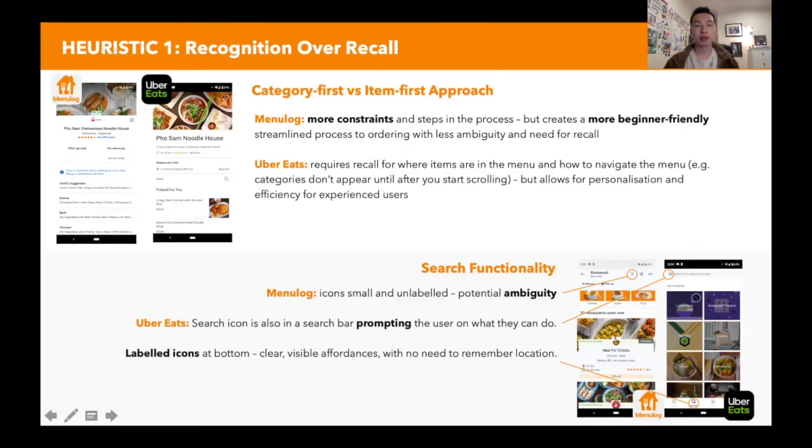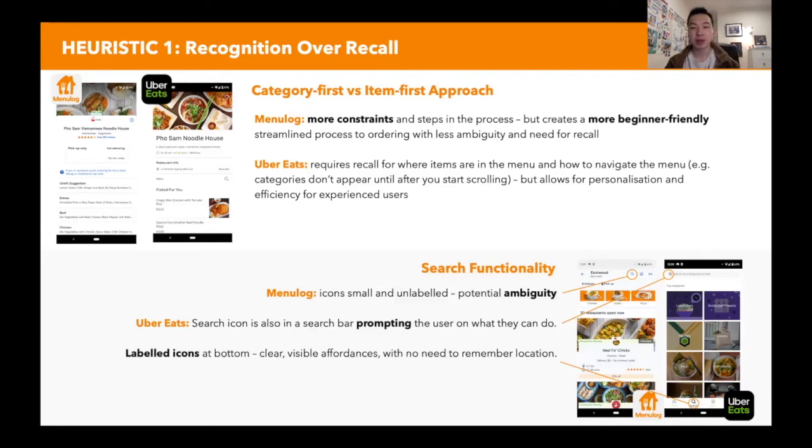Now, looking at heuristics, the first one here is recognition over recall. And in this regard, Menulog performs better overall, as although it has more constraints and steps in its process, such as having to first select a category before we can select the items in it, this also does create a more beginner-friendly, streamlined process with less ambiguity and need for recall than Uber Eats.